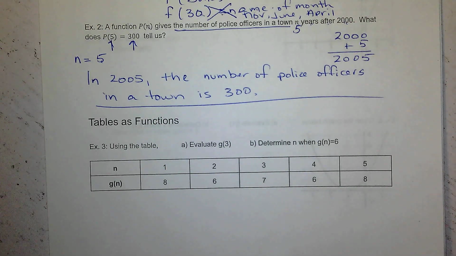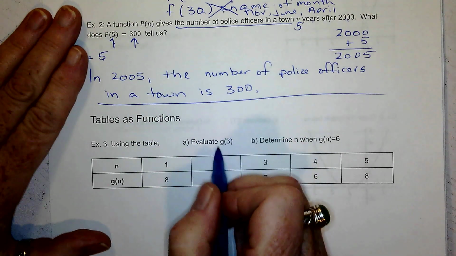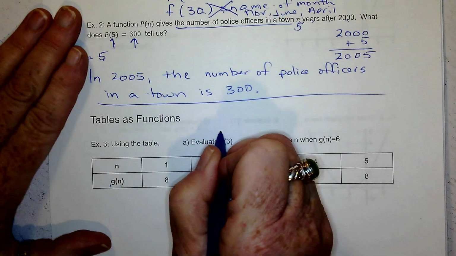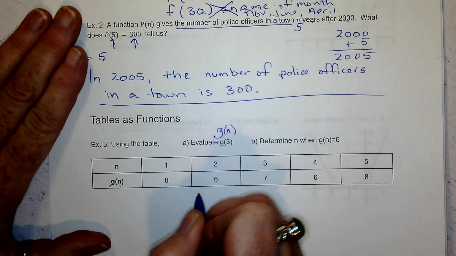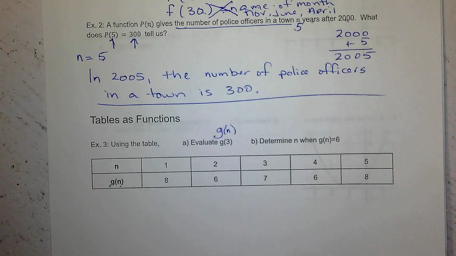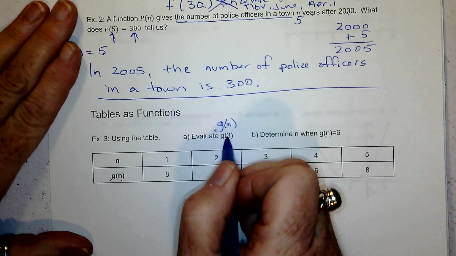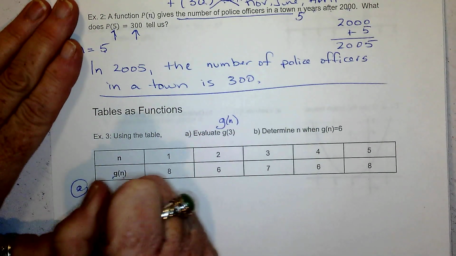Using the table, evaluate G of 3. We're going to just start with that. I need to know first, what is my function? My function is G of n. So if I have G of n as a function, what has taken the place of my n? My n is 3. So whenever I see evaluate G of 3, I'm going to start with it down here.